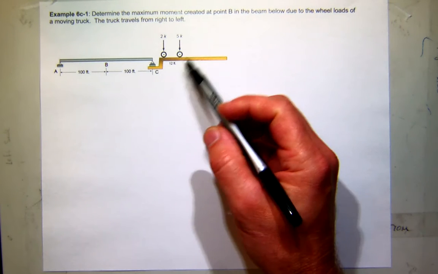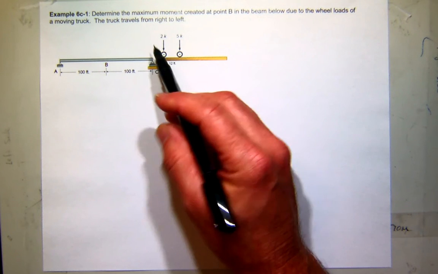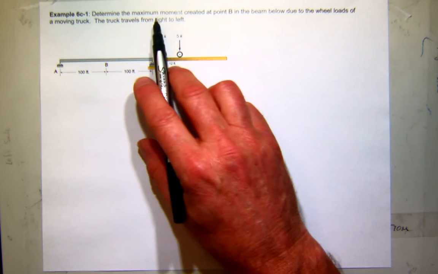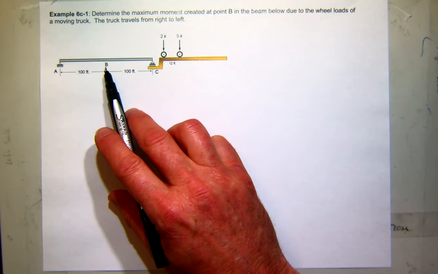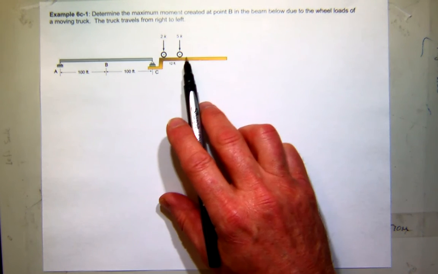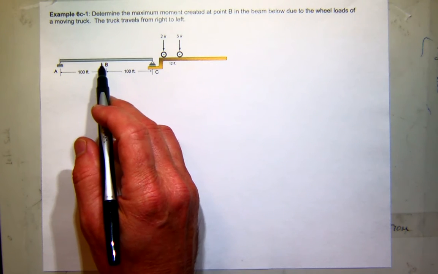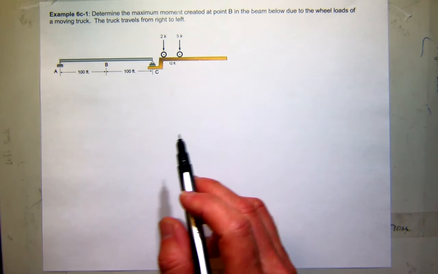Okay, so this is going to be our first problem. We're going to deal with a set of moving loads. The problem wants to determine the maximum moment at B, which is right out here in the middle, due to this small truck, a two-wheeled truck. So the first thing I'm going to need to do is draw the influence line for the moment at B.